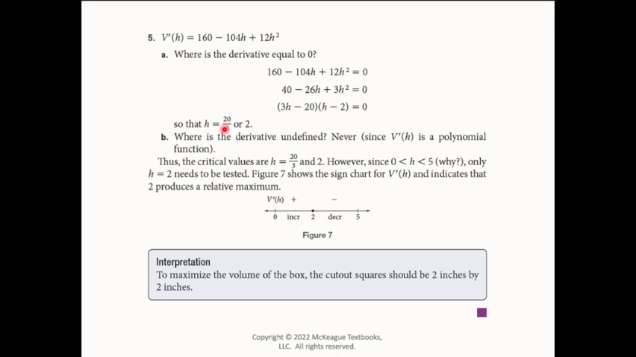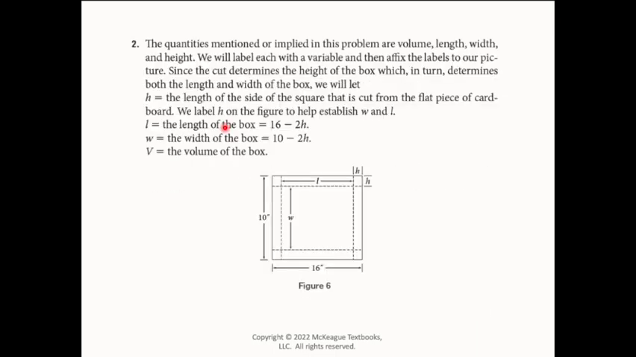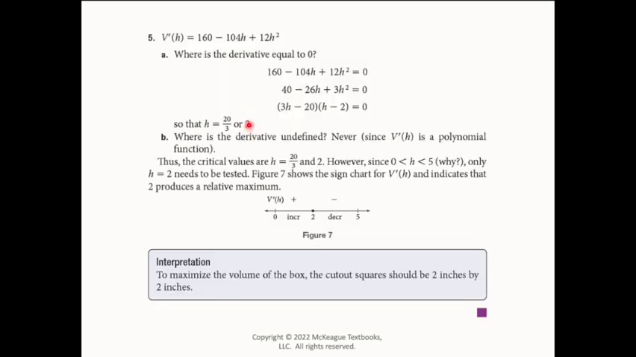But if we go back and look at our picture, the height has to be under 5, because if this is 5 here and this is 5 inches here, and this is 10 inches, then there's no middle part to create the box. So we need to keep that height under 5 inches. So now we're just looking at a critical value of 2. You can either use a sign chart or look at the graph to verify whether 2 is a local max or local min or neither.